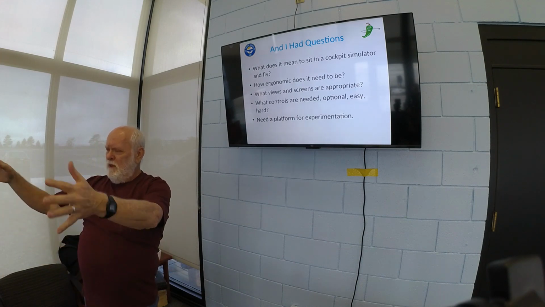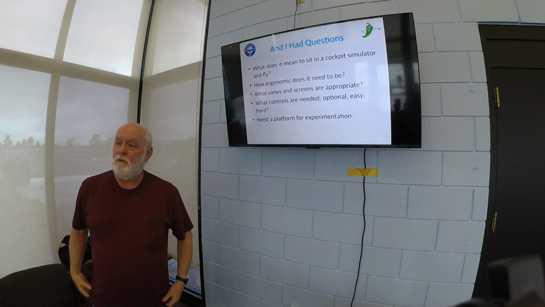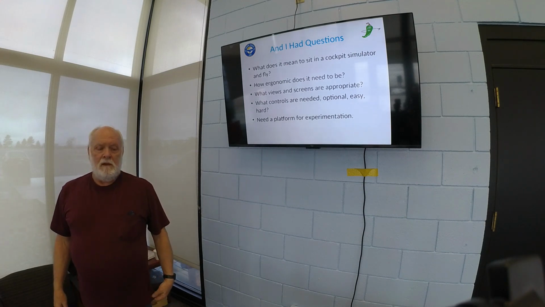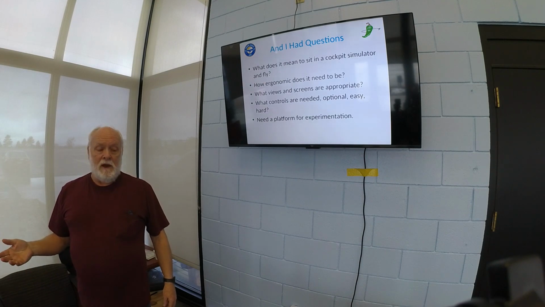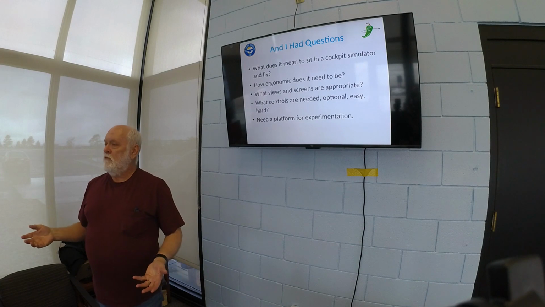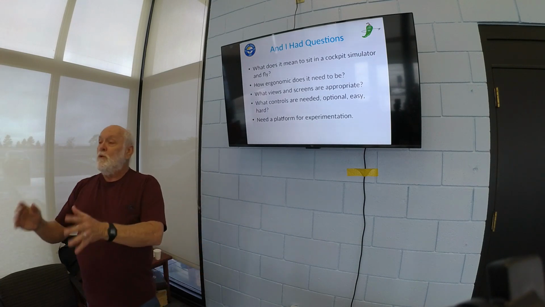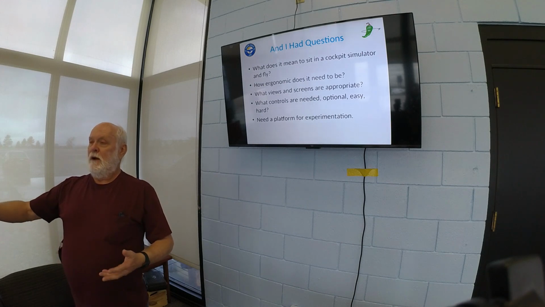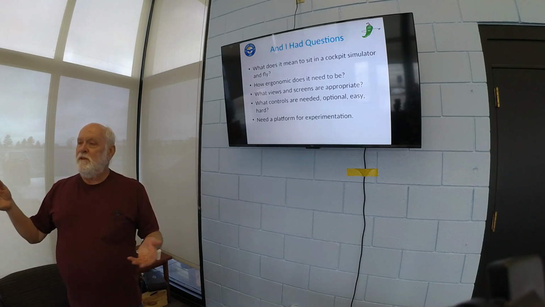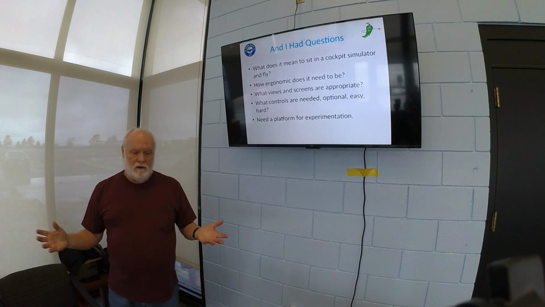People go in and do 3D printing of control panels and all. It's amazing what some people are doing with this. How might we do that, say, for the Dragonfly? So how ergonomic does it need to be to get in and out and fly it? What screens do you need to see? What controls do you really need, and which ones are optional? Which ones, like the mouse and keyboard, are easy, which are hard?